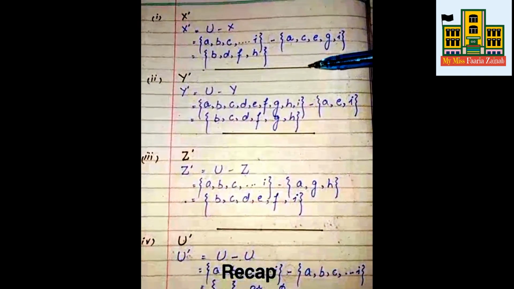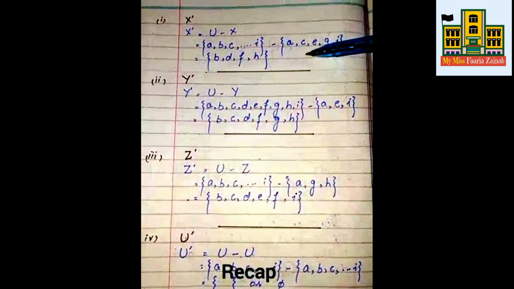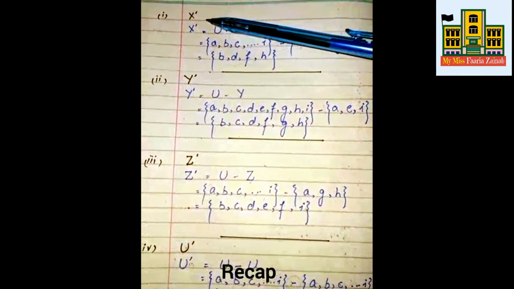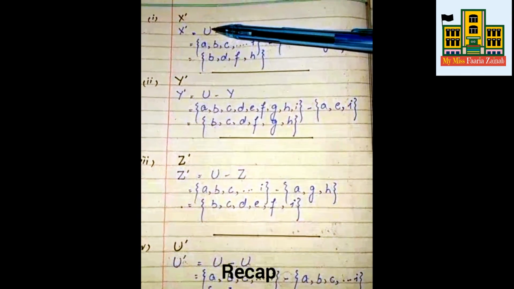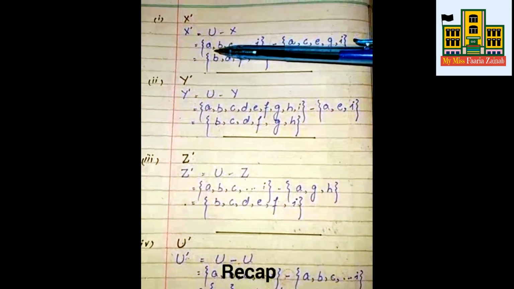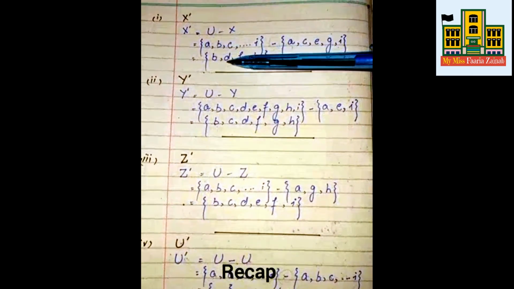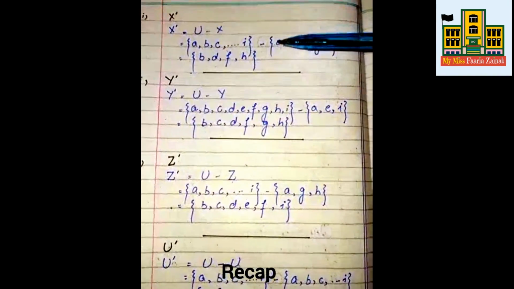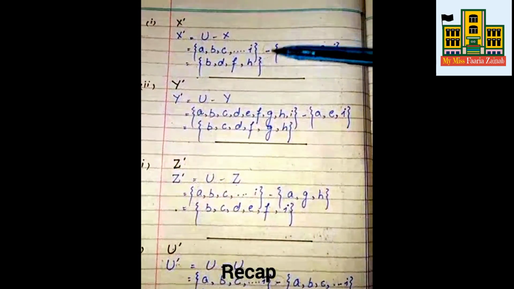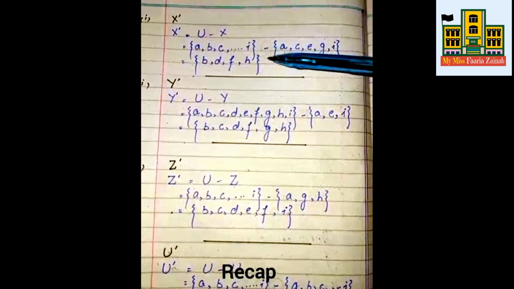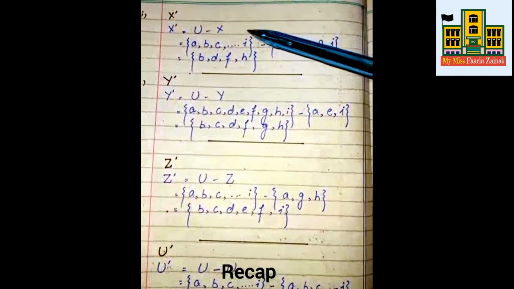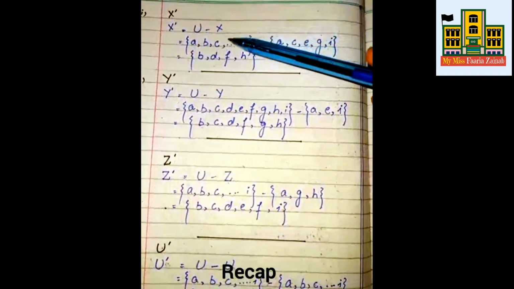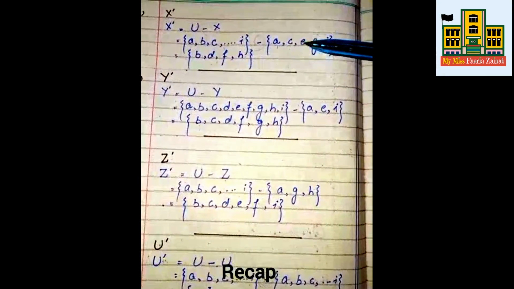Secondly, we have discussed how to take the complement of a set, for which we must have a universal set. For example, we have to take the complement of X, so we must have a set U. Here we have a set U with the elements a, b, c up to i, and a set X with elements a, c, e, g and i. In complement, we will subtract all the members of X from the universal set, and we know that a is present in both sets, so we will not write a here. We know that c is also present in both sets, and e, g, i are also present in both the sets.